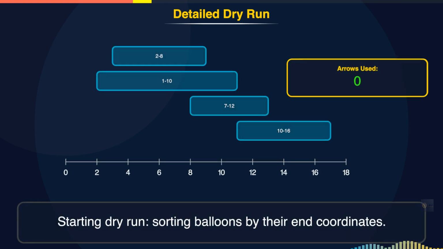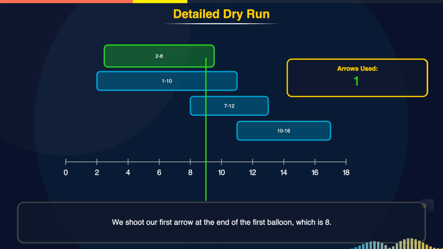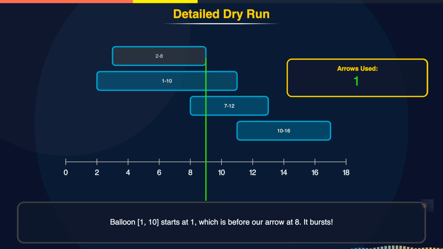Look at the screen. We have our balloons 1 to 10, 2 to 8, 7 to 12, and 10 to 16. First, we sort them by their end positions. Now they are 2 to 8, 1 to 10, 7 to 12, and 10 to 16. We shoot our first arrow at the end of the first balloon, which is 8. Checking the next balloon, 1 to 10. Since it starts at 1, and 8 is within its range, it bursts.